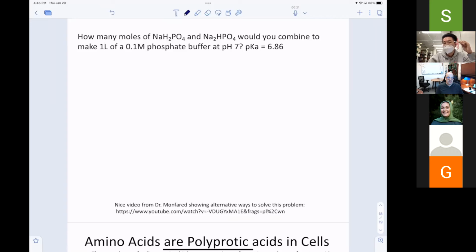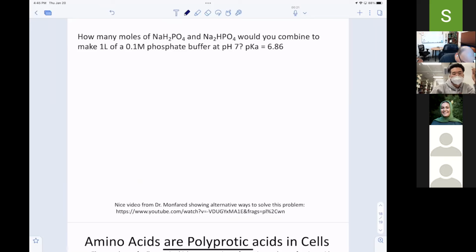All right. So I'm going to continue with this question. How many moles of the same phosphate, hydrogen phosphate, this NaH2PO4 and Na2HPO4, would you combine to make 1 liter of a 0.1 molar phosphate buffer at pH 7? All right, so the pKa is 6.86. In a way, this question is inverted from the previous one. It's really just to show you the way to solve this.